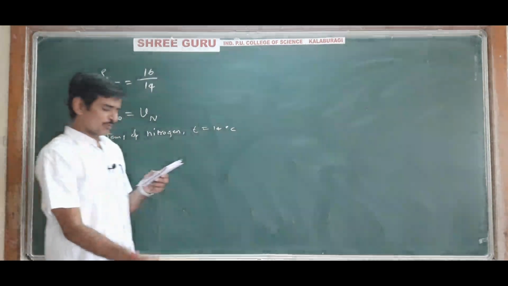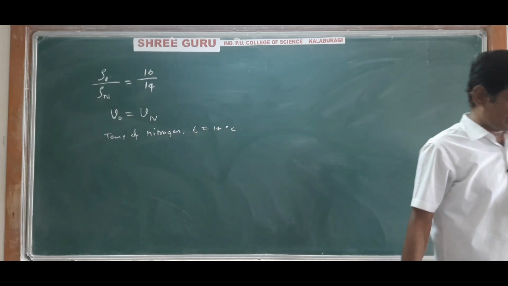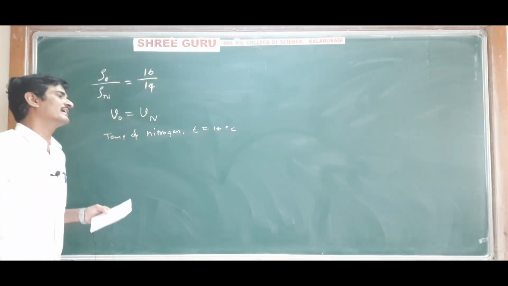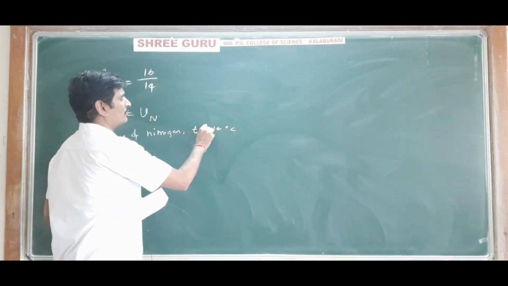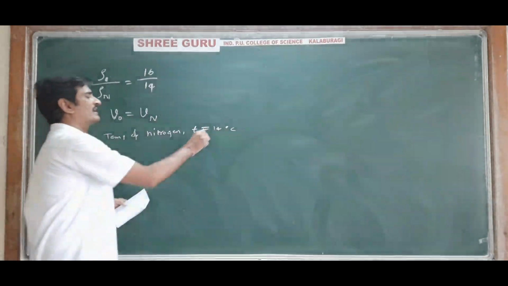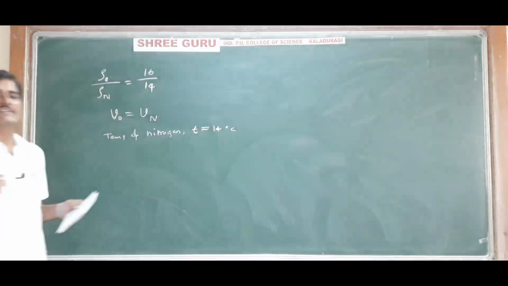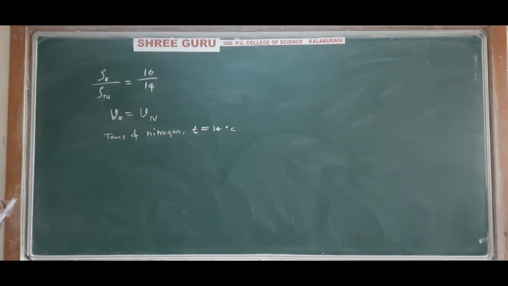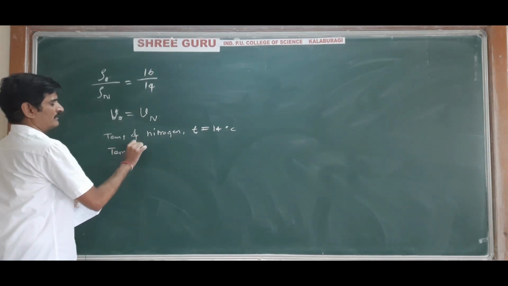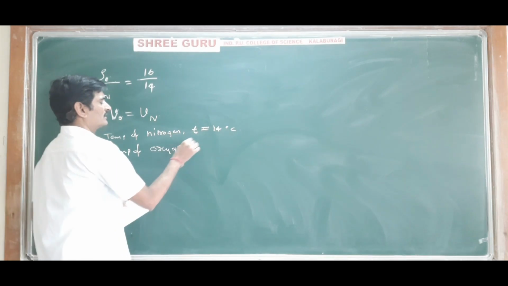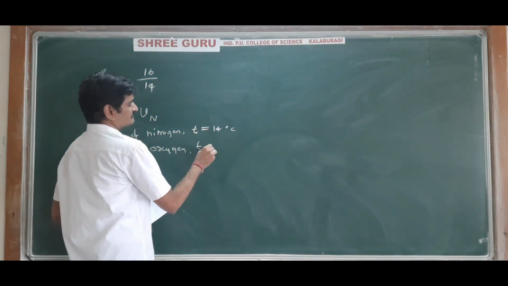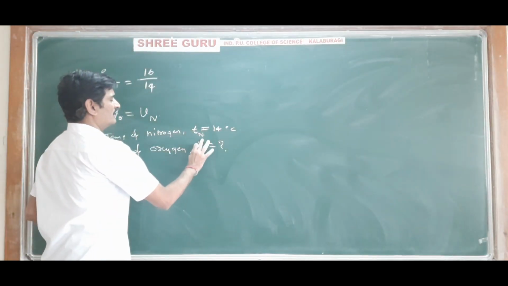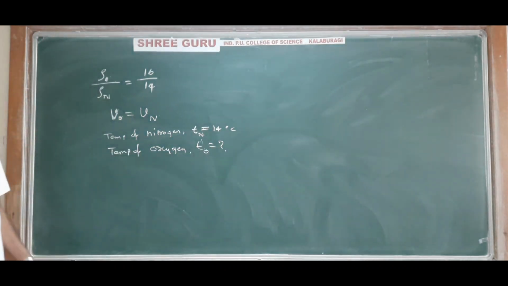The question is: at what temperature will the speed of sound in oxygen be equal to its speed in nitrogen at 14 degrees Celsius? Whatever the velocity of sound in the nitrogen at 14 degrees Celsius, the same velocity of sound must be there in the oxygen medium, and that is possible at which temperature? That is the temperature of oxygen we have to calculate. Understood? So let us say T dash is the temperature of nitrogen and T naught, the temperature of oxygen, is equal to question mark.